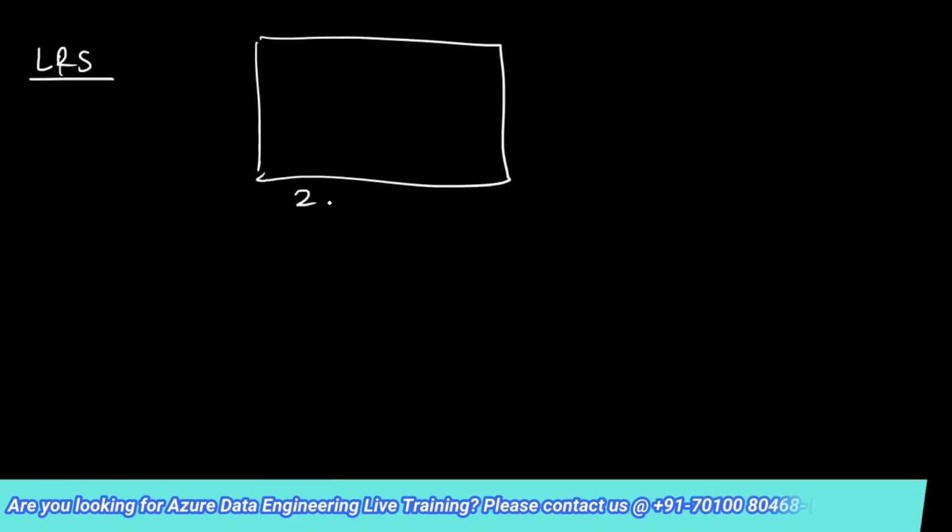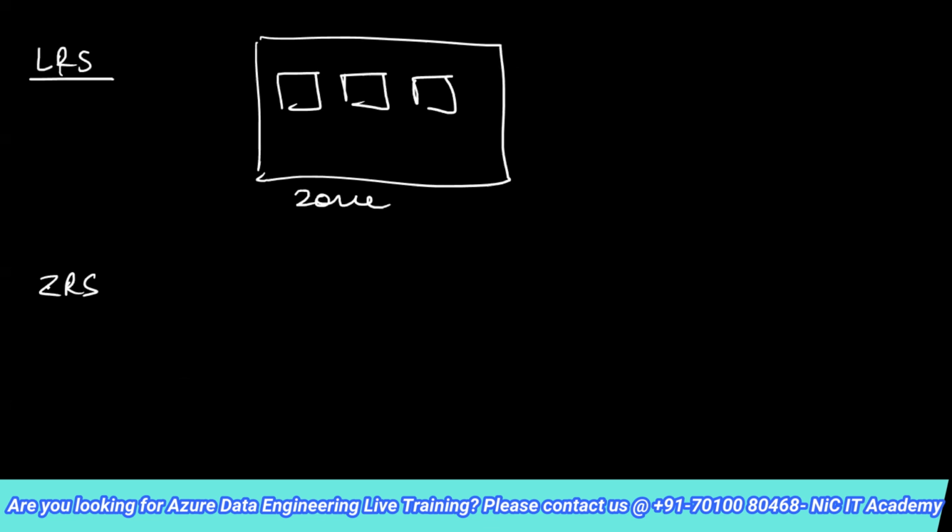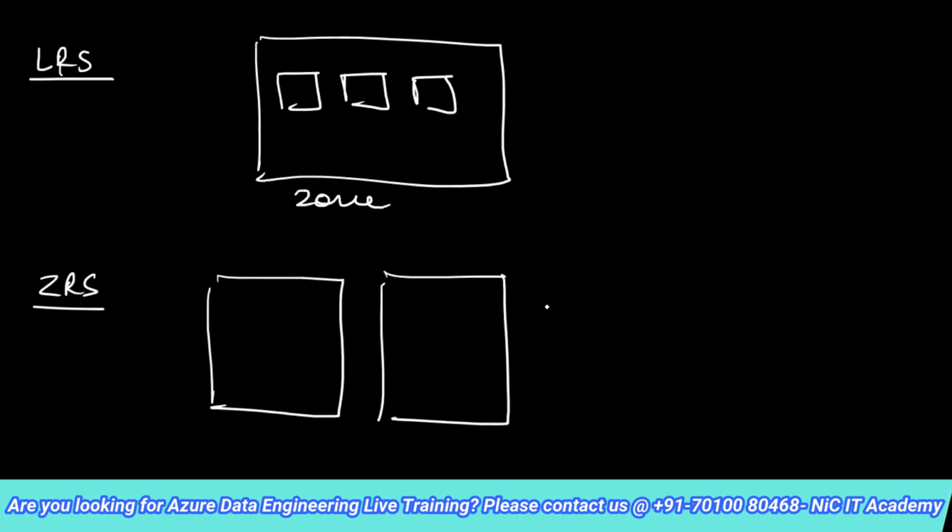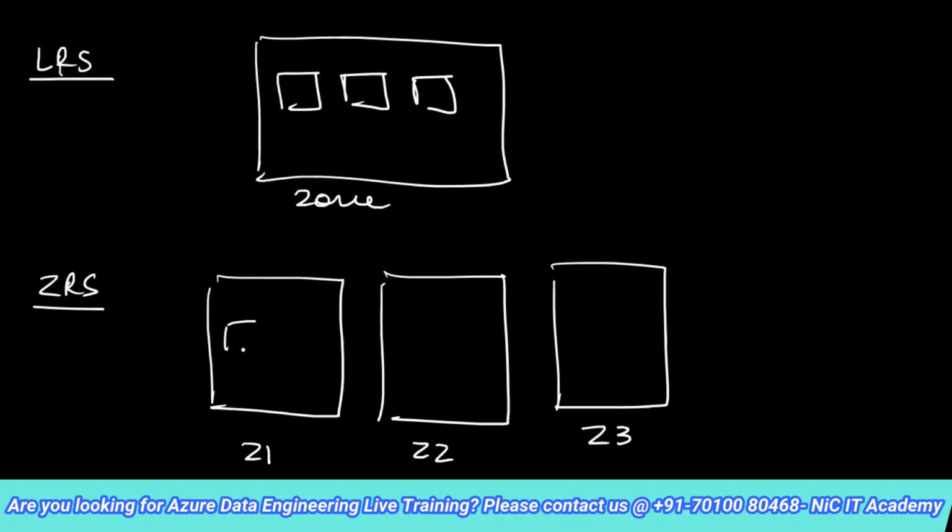Clear? Now, how LRS works is very simple. Same data center, create 3 copies. ZRS means zone redundant storage. So now we have to create copies in the multiple zones of the region. So if in a region I have 3 zones, zone 1, zone 2, zone 3, and these are all the data centers within the same region. All right, this will not be a multi-region setup. I create 1 copy here, 1 copy here, and 1 copy here.